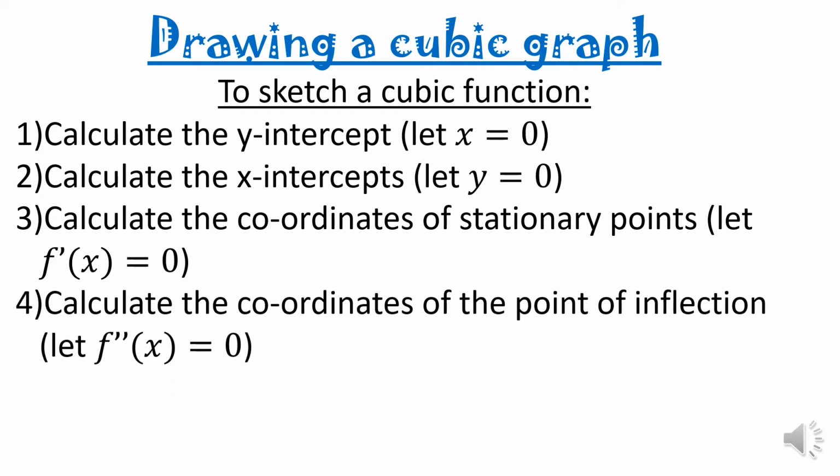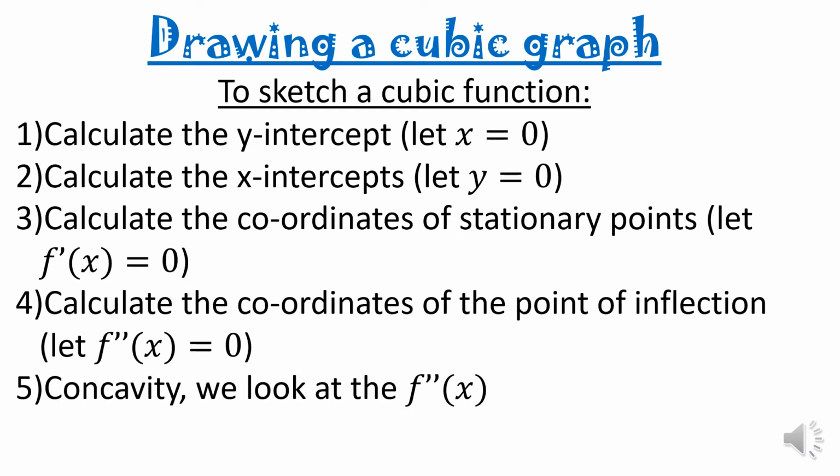Number 4, calculate the coordinates of the point of inflection, so you let the second derivative equal to 0. Number 5, concavity, so we look at the second derivative in this situation. The concavity will tell us if the graph is increasing or decreasing at certain points. And then number 6, plot the points.